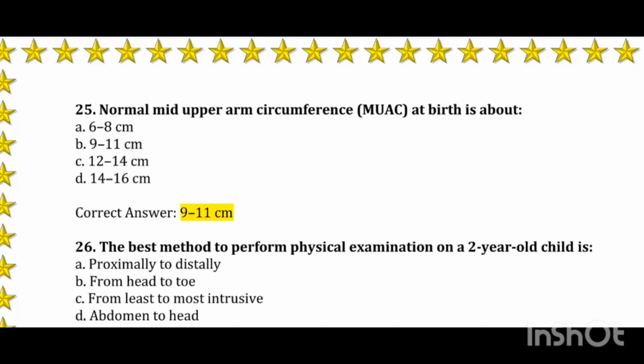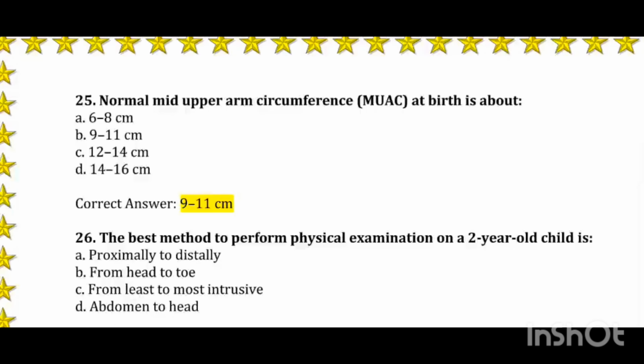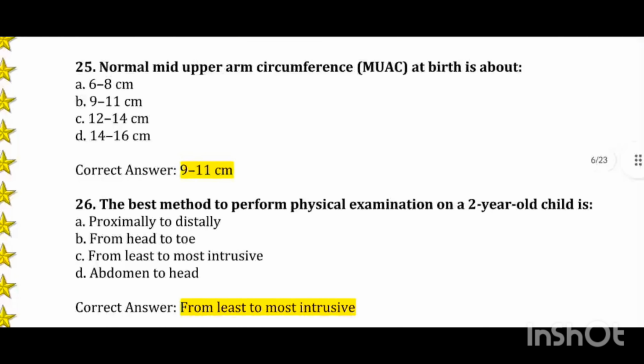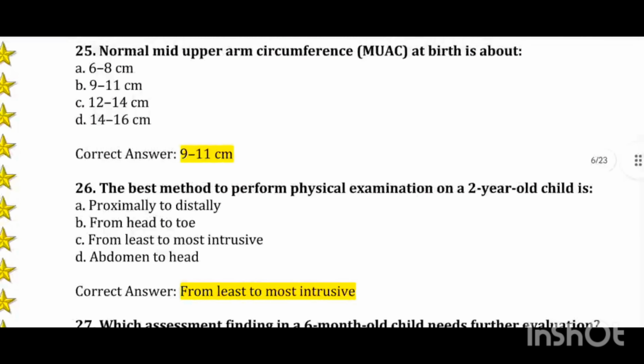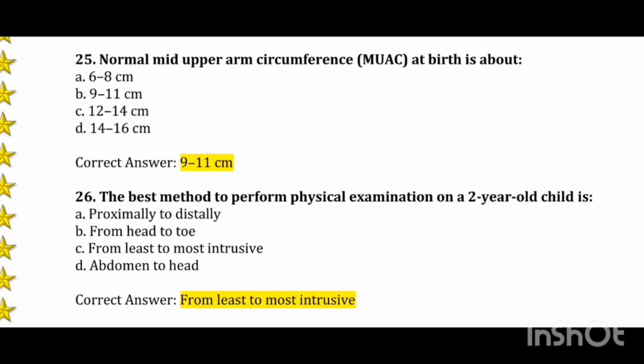Then comes question number 26. The best method to perform physical examination on a 2 years old child is: proximally to distally, from head to toe, from least to most intrusive, or option D, abdomen to head. So for this question the correct answer is from least to most intrusive, option C. I think you have studied this previously in your BSc time, so for this question you don't need any explanation. That's why I'm not giving it.